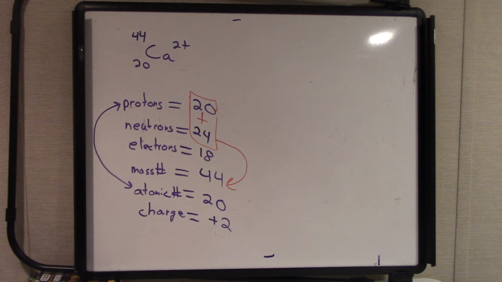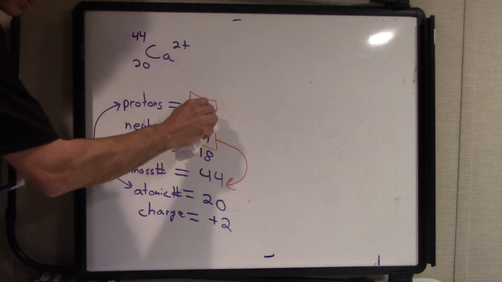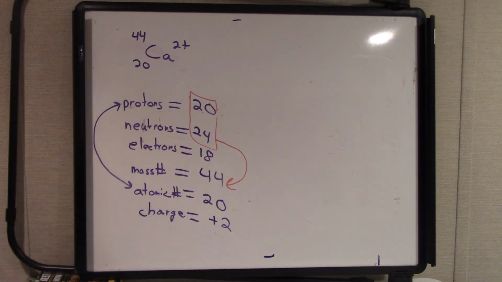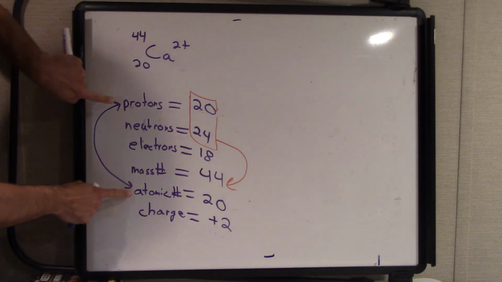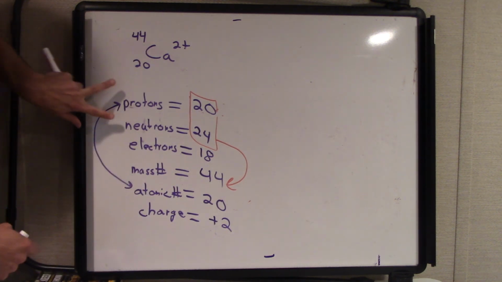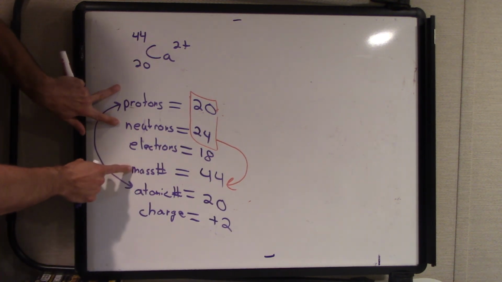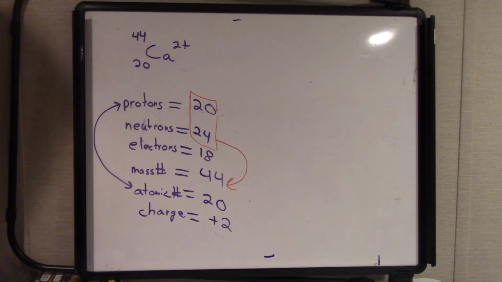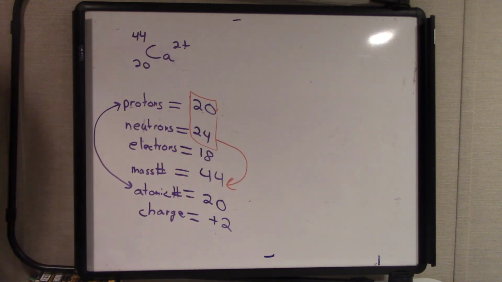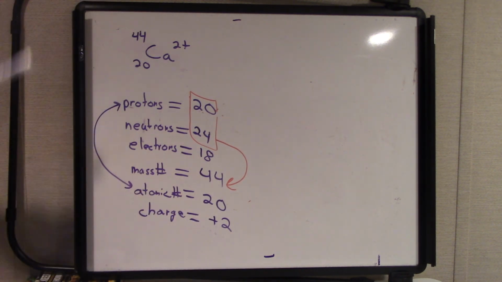So that's how you're able to extract information out of this isotopic designation. And you're kind of doing that by using some definitions. Protons and atomic number are the same. Protons plus neutrons always have to give you that mass number. Your charge is based upon that relationship between the protons and the electrons. If it's positive, you have more protons.